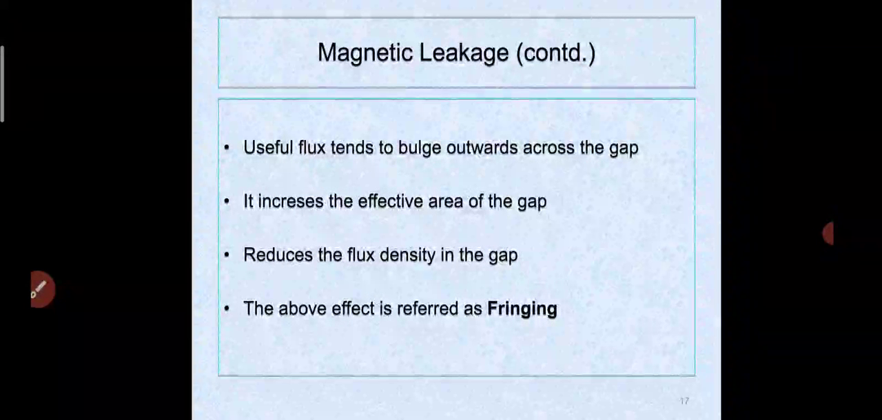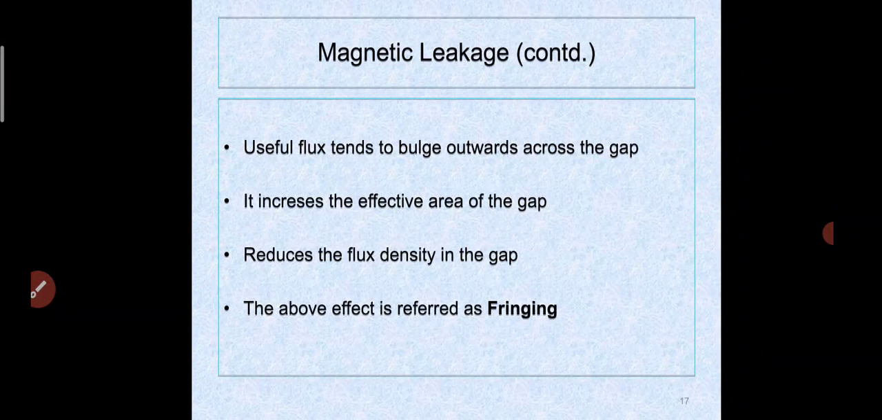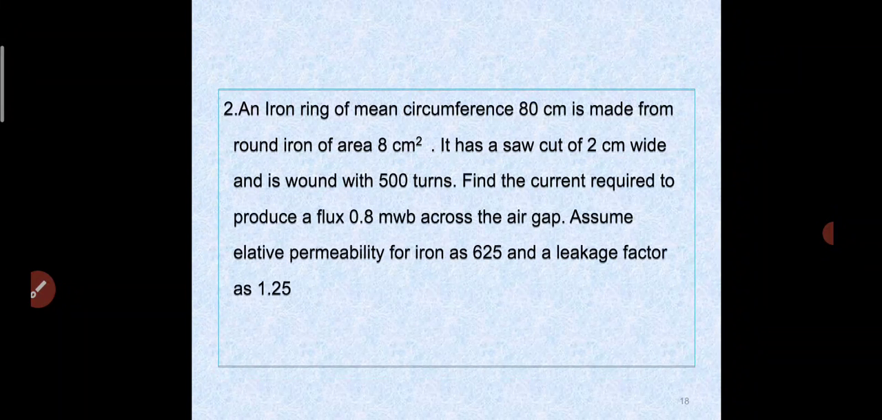However, fringing of flux takes place at the air gaps only. Air gaps only. Okay, write on problem.